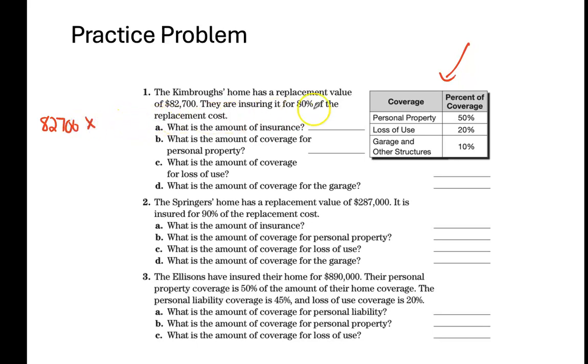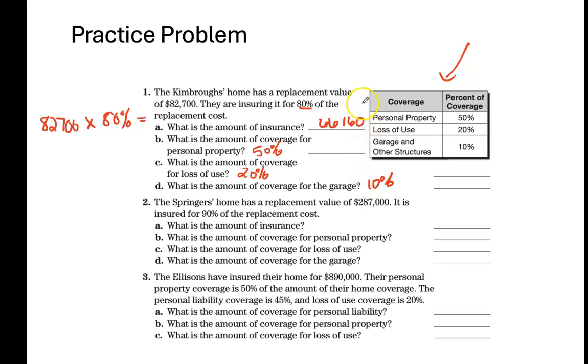Times 80%. And that actually gets me the amount of coverage. If you do that, you'd get $66,160. Now, here's the tricky part. What is the amount of personal property? Personal property is 50%, and I'm looking at the chart. The amount for loss of use is 20%, and the amount for the garage is 10%.